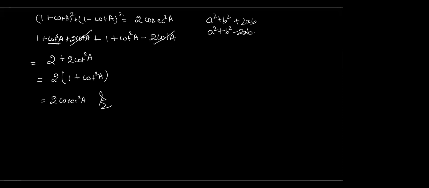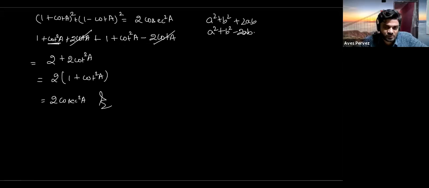Okay, beta. So this one we have written here, and this one minus cot a, and the minus 2 cot a and plus 2 cot a will get cancelled out. Again we get here 2 plus something. Got it?